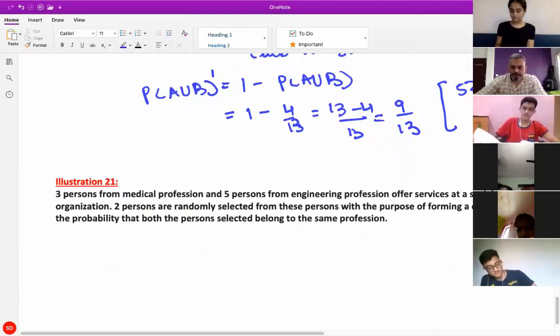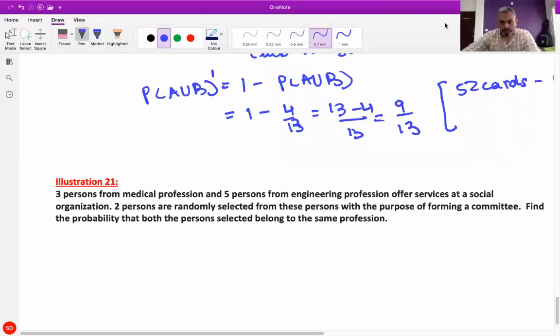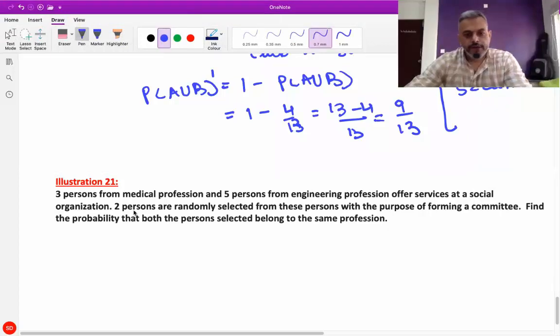Okay, let's start the sum. 3% from medical profession and 5% from engineering profession offer services at a local organization. Two persons are randomly selected from these persons with the purpose of forming a committee. Find the probability that both the persons selected belong to the same profession.